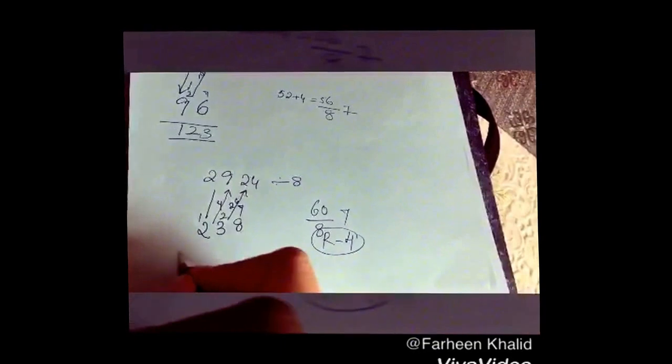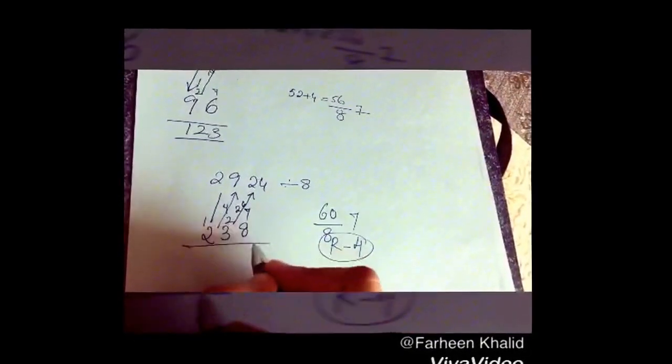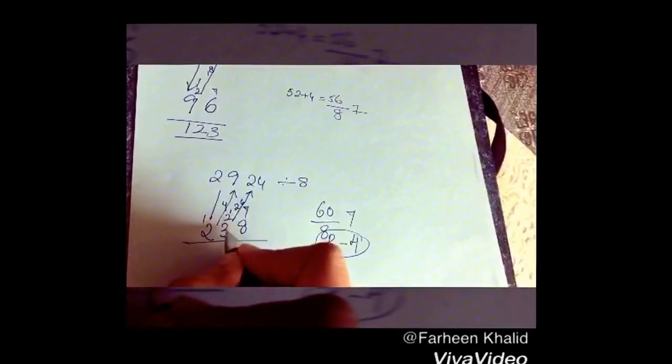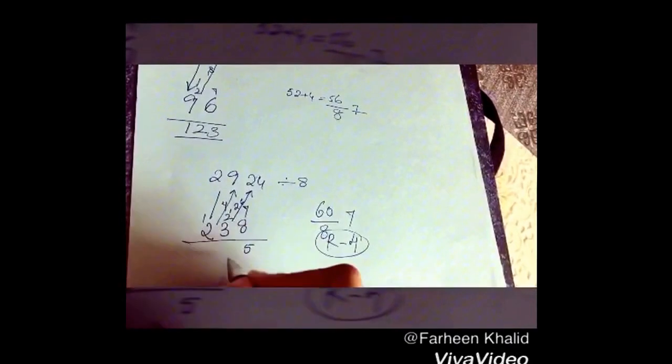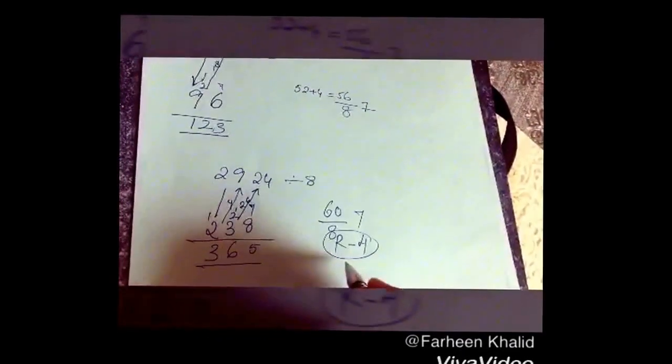So that's your answer. So here to get the final answer, we just do 8 plus 7, which is 15, and so this is 3, 4, 5, 6, and 2 plus 1 is 3. 365 with a remainder of 4.